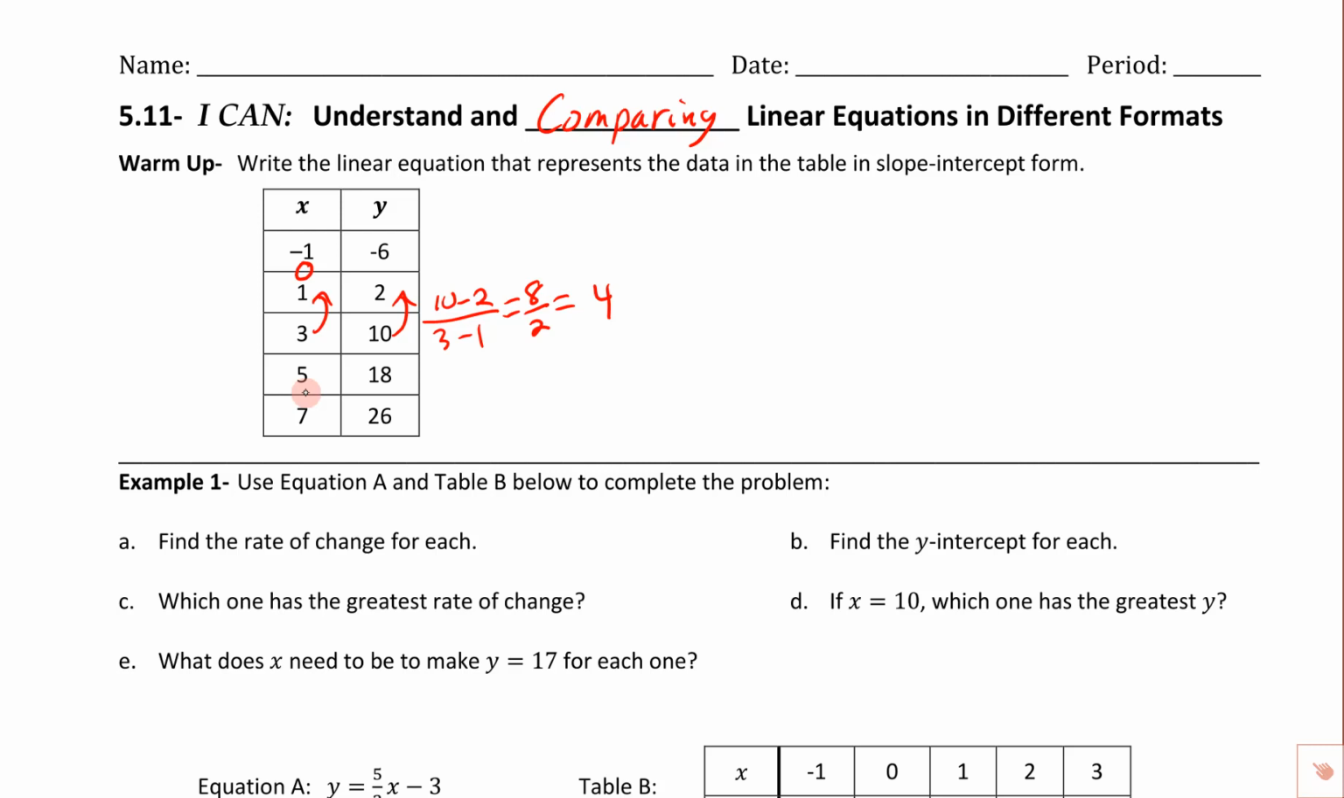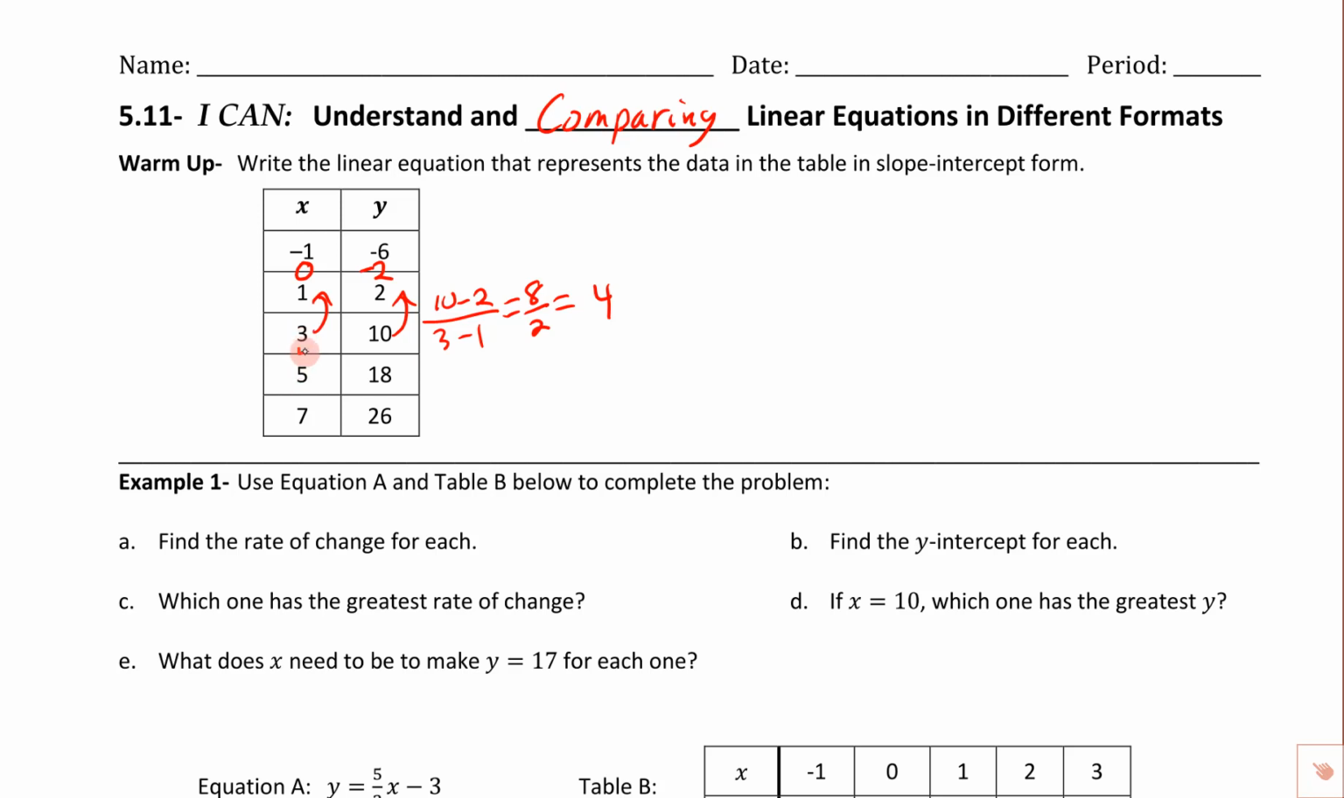So there are a couple things that we could do to figure out what this starting point is. Since we're going from 1 back to 0, we're just going to back up 1 rate of change. We're just going to back up 4. So that's going to put us at -2. If we backed up again, to -1, we'd back up another 4, so that would be -6, so that works out just fine there.